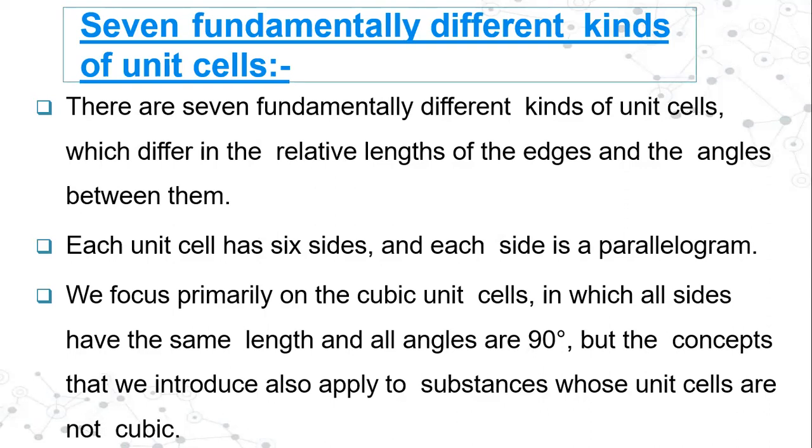Each unit cell has 6 sides, whether it is a cube, cuboid, or parallelepiped, it will have 6 sides and each side is a parallelogram structure. So that is the defined point here.